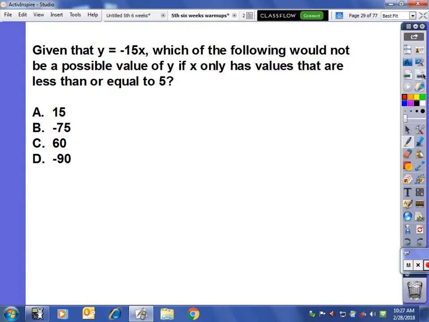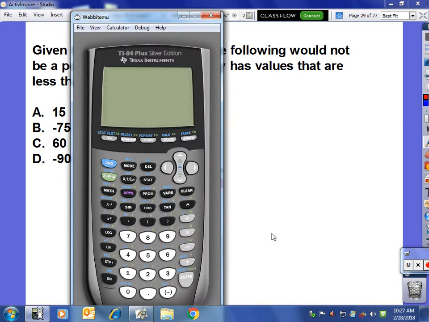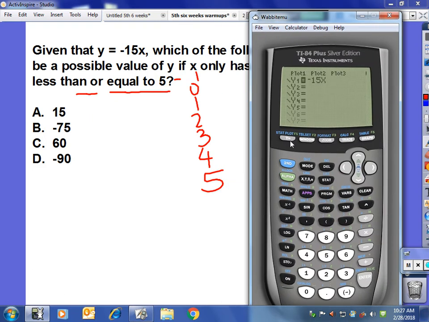Okay, have y'all figured this out? Now, there's lots of different ways to do it. You need to understand that they are telling you what you can use for x. What kind of numbers can you use for x? You can use 5 or anything that's less than 5. Okay, so they want to know what y values would be possible. Well, all I did was go to y equals and I put in the function rule y equals negative 15x, and then I looked at my table of values. Okay, a value of 5 gives me back negative 75. So is it okay to have a y value of negative 75?